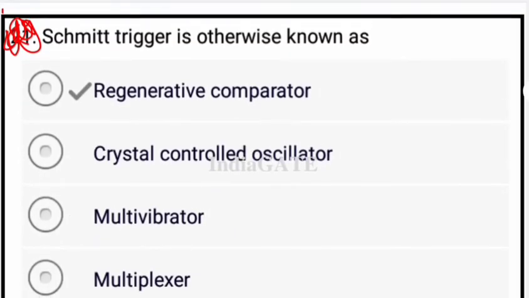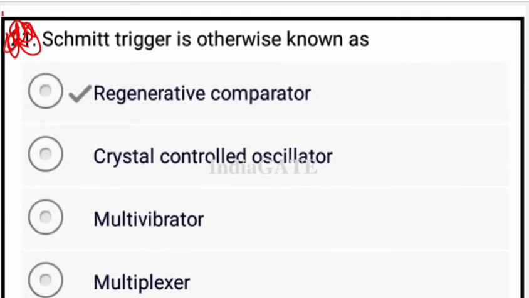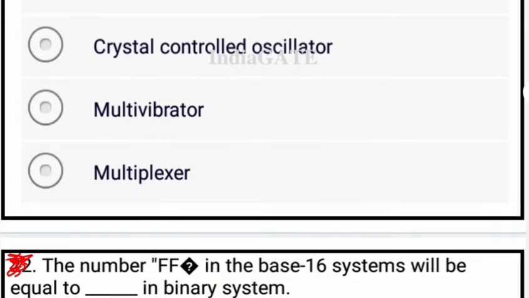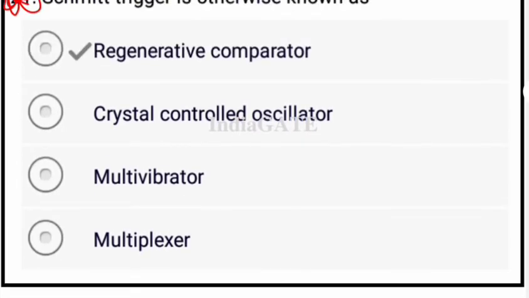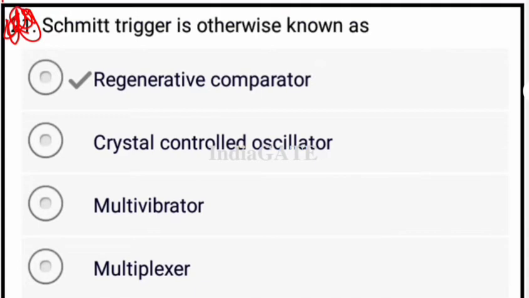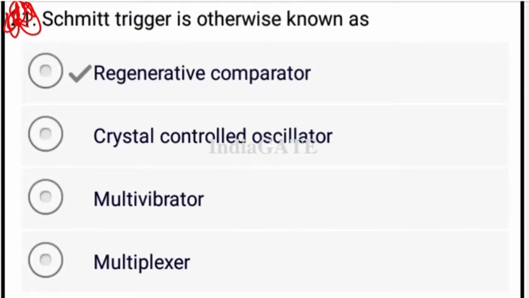Now come to the next question. Schmitt trigger is also otherwise known as, so there are 4 options. First is regenerating comparator, second is crystal controlled oscillator, third is your multivibrator, and fourth is multiplexer. So the correct answer for this question is your first option, that is your regenerative comparator.